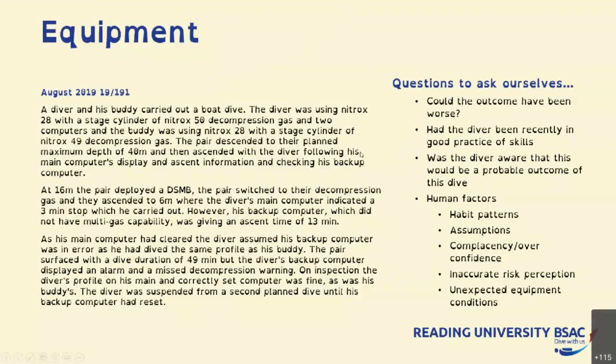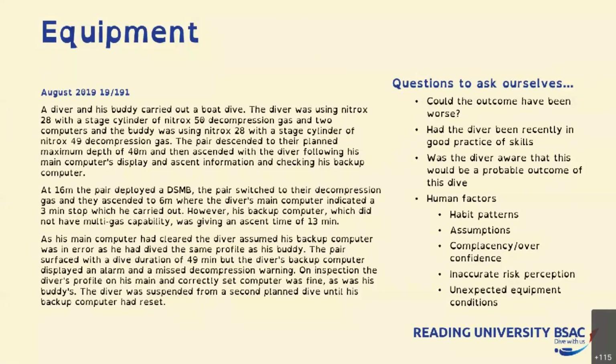Well, yeah, possibly, there could have been. And had the diver been recently in good practice of the skills? Well, I'm not sure. There's not enough information to make a full judgment on this, is there? But one question that struck me was, was the diver aware that this was a probable outcome? Did that diver get into the water knowing that their backup computer wasn't compatible with the dive that they were planning to do, or at least not compatible with the dive profile that their main computer was going to do?